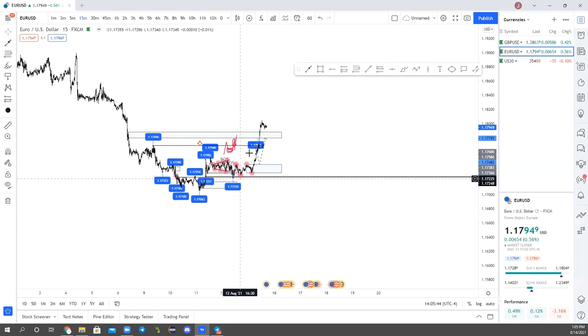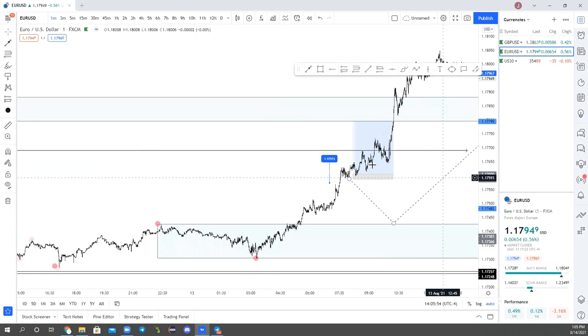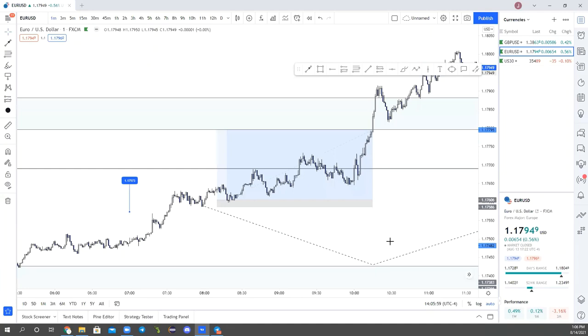So since we reversed, none of these points are valid. So don't expect them to hold. They're good for profit taking levels, but you can see that it clearly didn't work because it's against the trend. And now the crazy thing with this price action here is, so this is really clear demand, right?